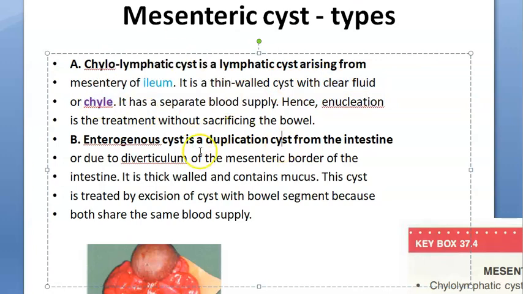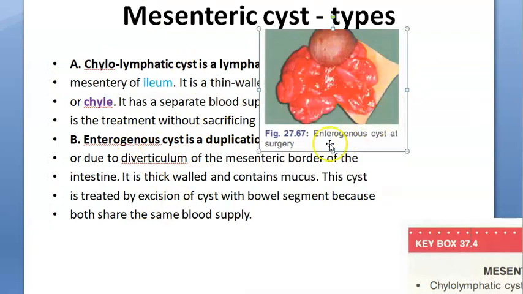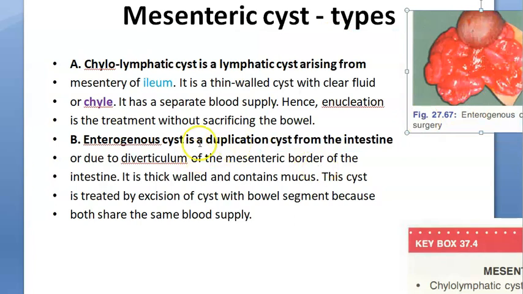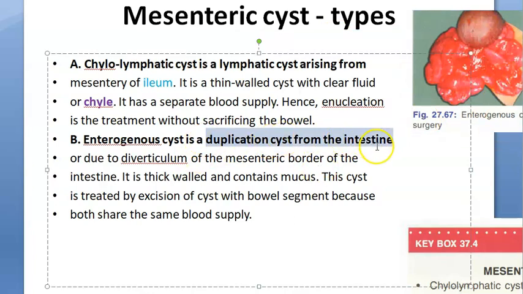Okay. Then the enterogenous cyst. Here they have shown an enterogenous cyst. Can you understand anything at all? There is a cyst here, it looks like. So, basically, it is a duplication cyst from the intestine, or due to a diverticulum, of the mesenteric border of the intestine. Did you understand anything at all? It is some cyst of the mesenteric border of the intestine, is it?